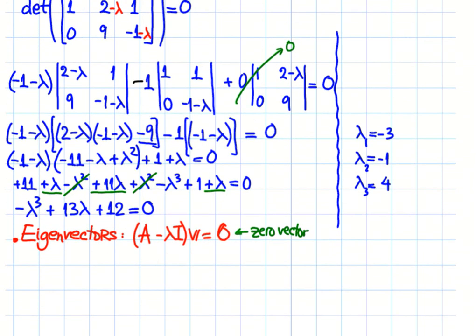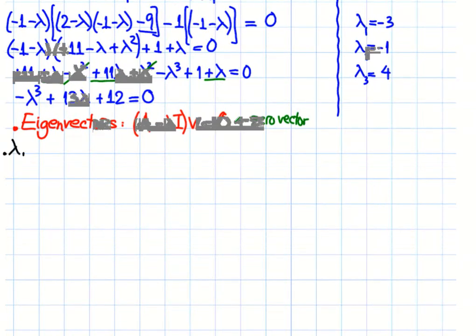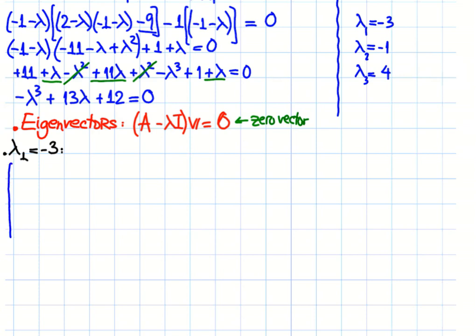Right. Remember, we have 3 eigenvalues, so we have to do this for all 3 of them. First, for the eigenvalue of negative 3, we have A minus lambda I. I'm going to write the original matrix A: negative 1, 1, 0, 1, 2, 1, 0, 9, negative 1. And then minus lambda on the diagonal, so minus negative 3 is plus 3. So I add 3 on the diagonal.